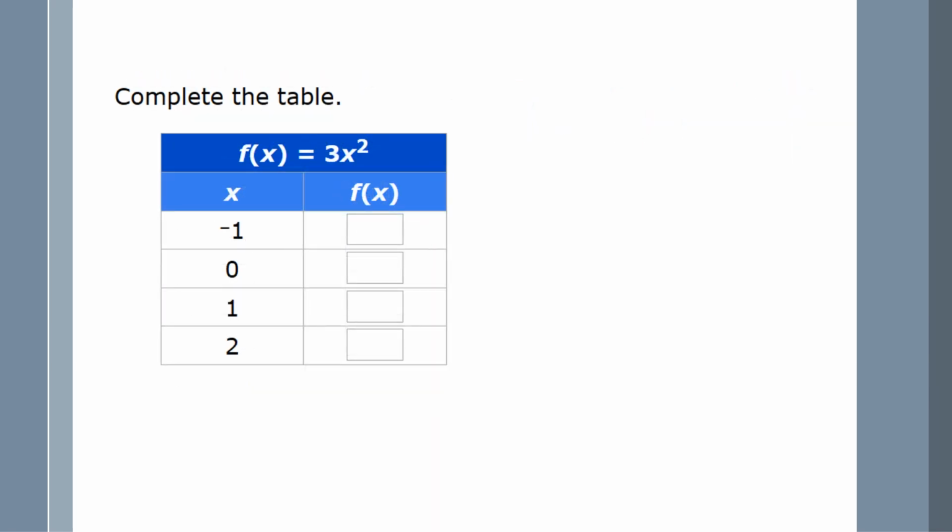Alright, complete the table here. It's the same. So 3 times -1 squared. And that's just +3. You guys will continue on with this.